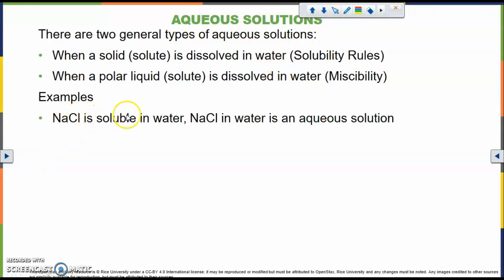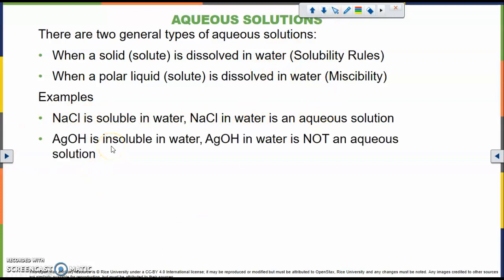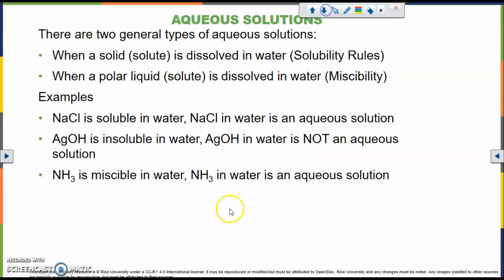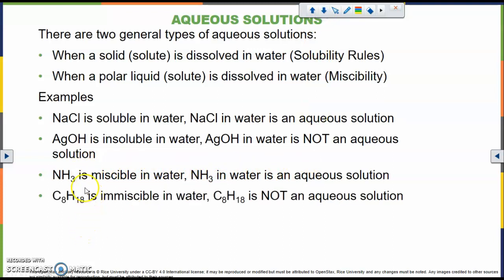Example, sodium chloride is soluble in water, so therefore sodium chloride in water is an aqueous solution, right? Silver hydroxide, however, is insoluble in water. This is again on page 7 of your exam reference sheet. So therefore silver hydroxide in water is not an aqueous solution, right? Ammonia, which is a polar liquid, is miscible. Miscible means it mixes with water, so therefore ammonia in water is an aqueous solution. C8H18 is octane. Octane is the stuff that you put in your gas tank. It doesn't mix with water, so therefore octane is not an aqueous solution.